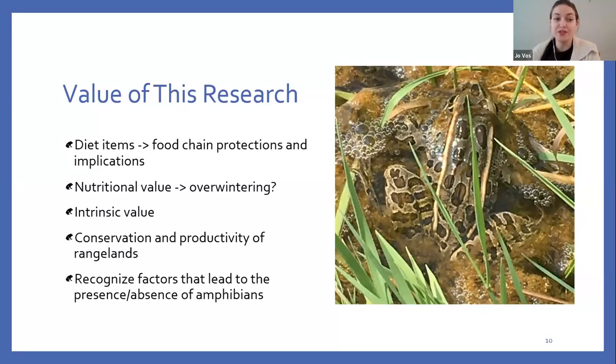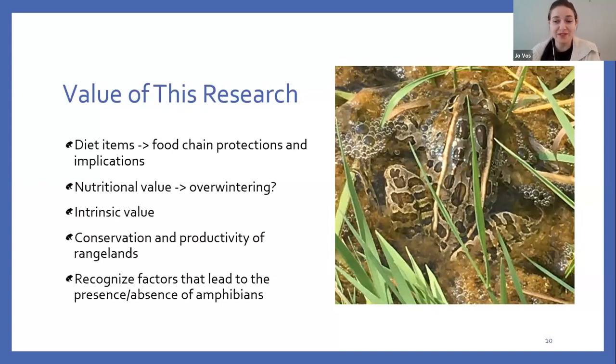The other value is the nutritional value, understanding if these amphibians are actually getting enough nutritional value and how that plays into things like how they overwinter. Are their populations possibly being affected by diet availability? Are they getting enough food? Or if they are getting enough food, what other factors are affecting them?